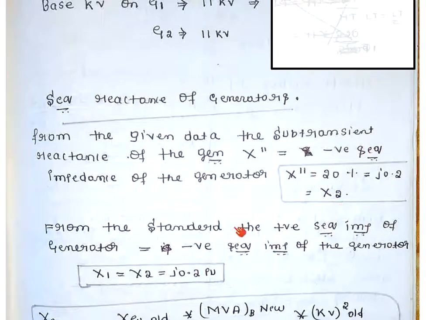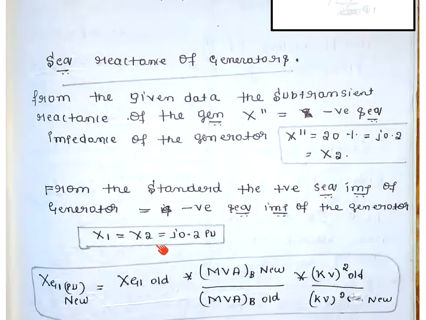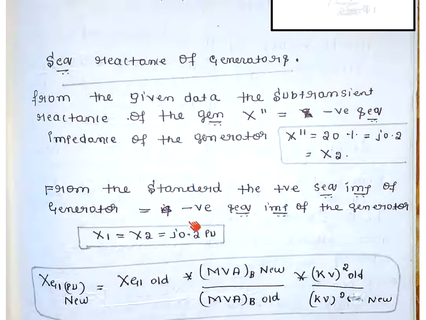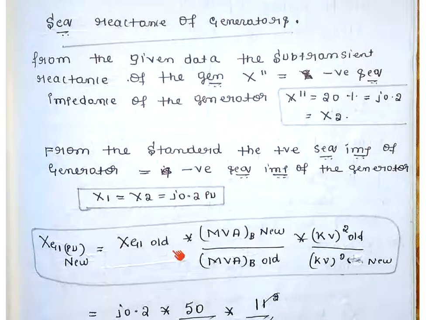So this is equal to the negative sequence reactance. From the standard, the positive sequence impedance of the generator is equal to the negative sequence impedance of the generator. Machine positive and negative can be different, but in almost all cases they are treated as the same. So now you can take that value as 0.2. The positive sequence and negative sequence are both 0.2.